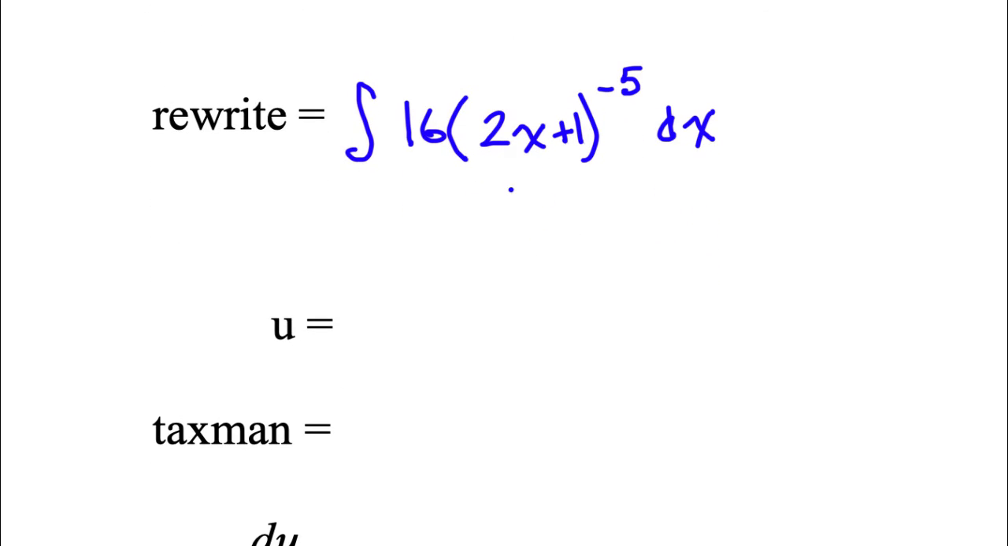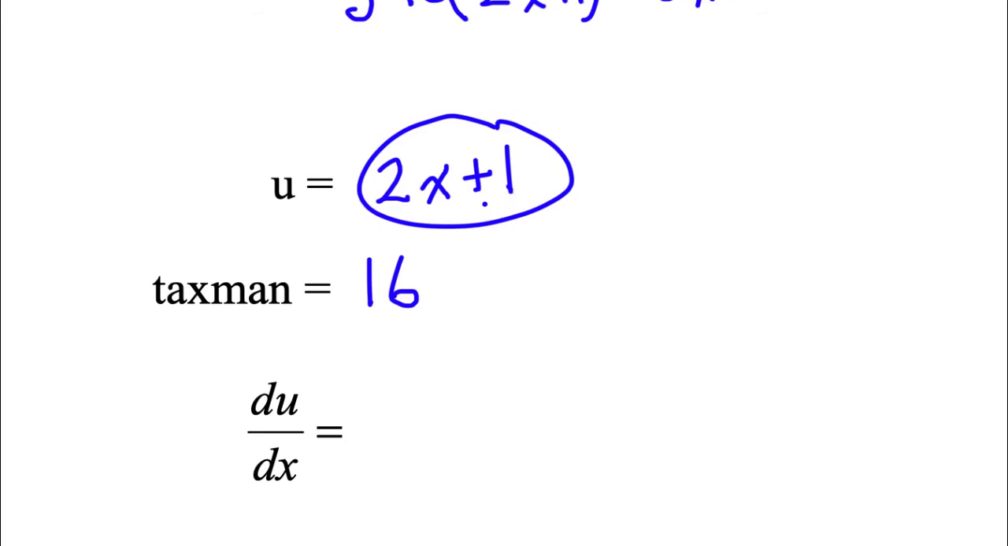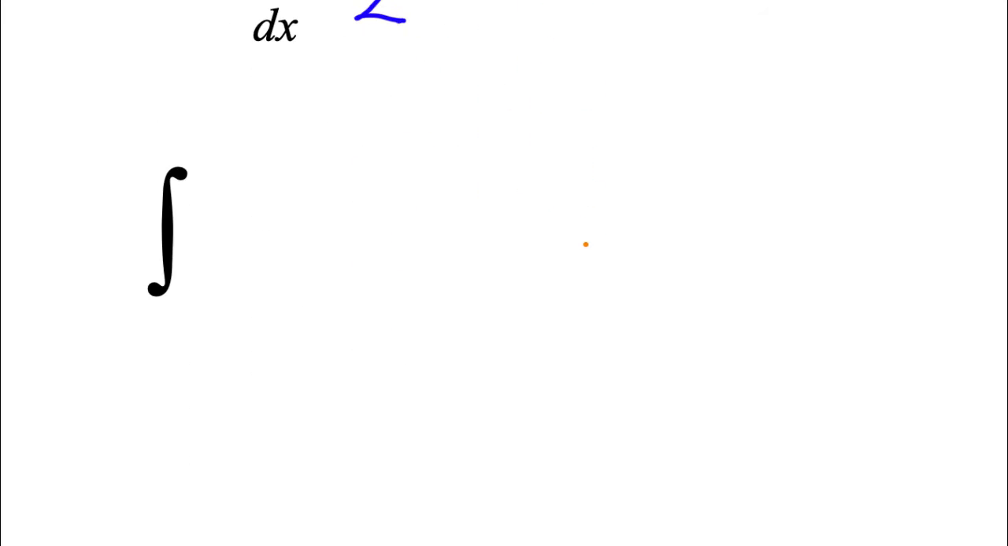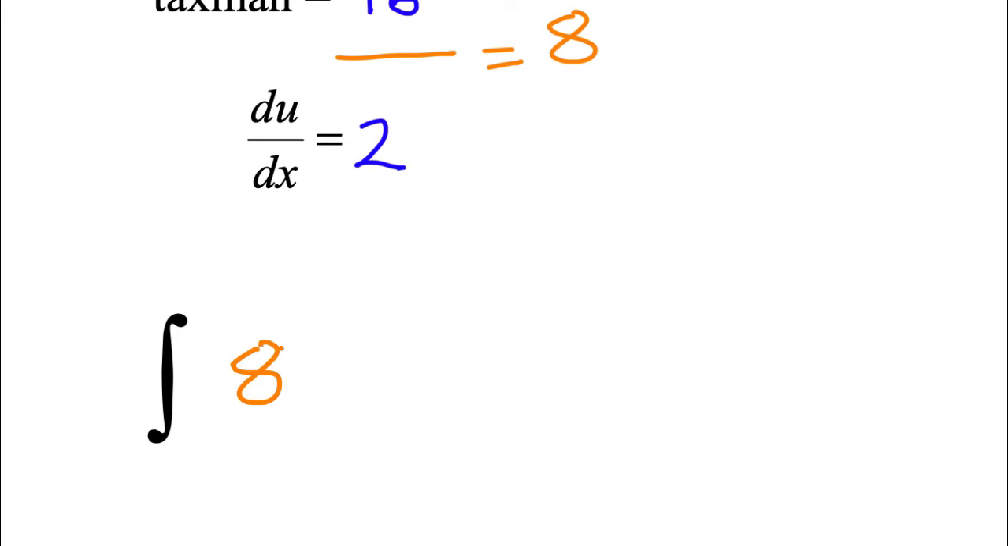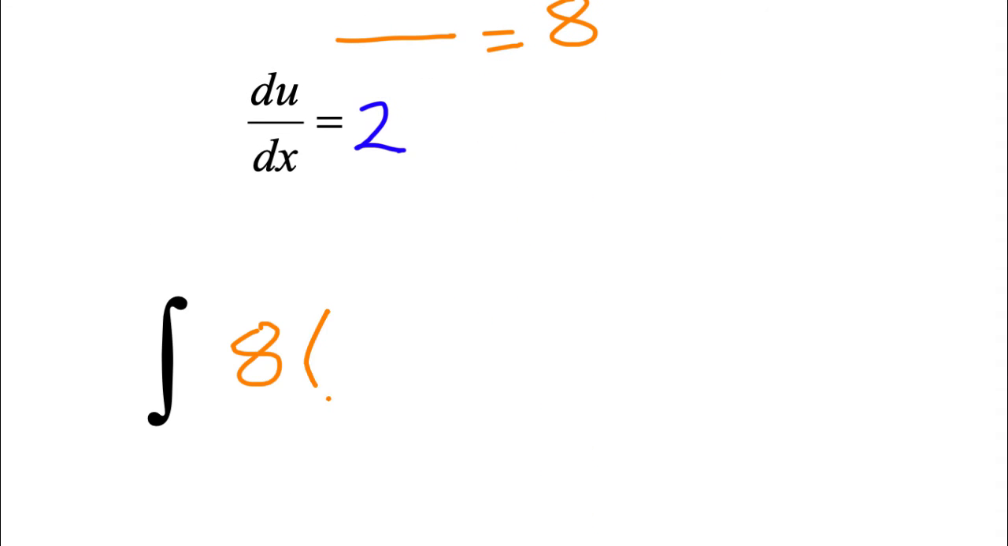The u, the inside, is 2x plus 1. The taxman, he's knocking on the front door. His name is 16. And if I take the derivative of this u, I get 2. All right, I'm going to pay the taxman 16 divided by 2, which is 8. So rewriting down here, I now have an 8, and then I fill in all of this other stuff: 2x plus 1, all to the negative 5, dx.